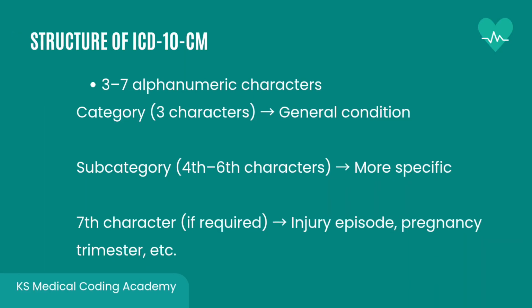Structure of ICD-10-CM. Each ICD-10-CM code contains 3 to 7 characters. The first 3 characters form the category. If more detail is needed, the code is extended with a 4th, 5th, or 6th character. A 7th character is required for certain chapters, like injuries or obstetrics, to describe the episode of care.